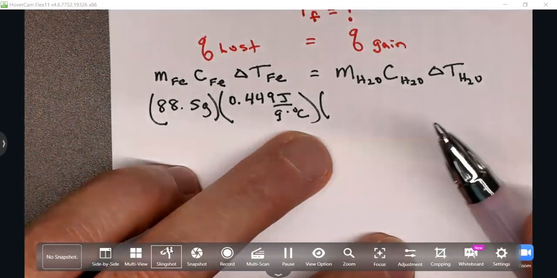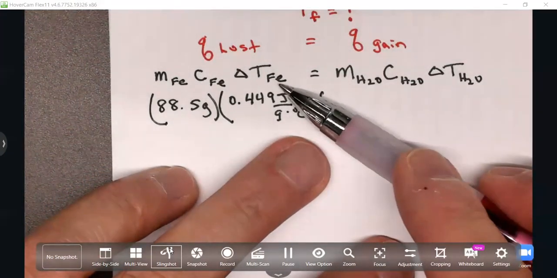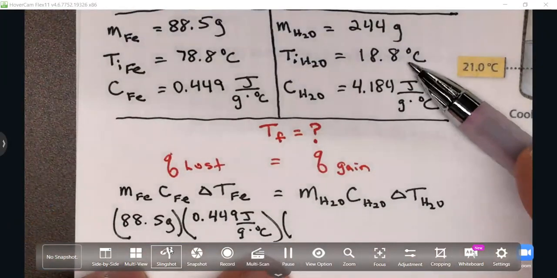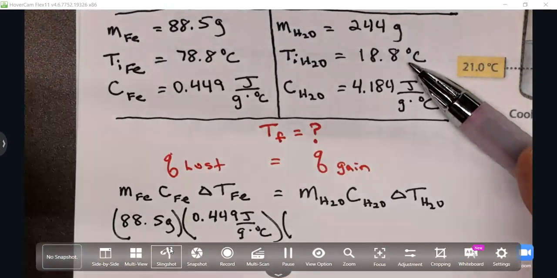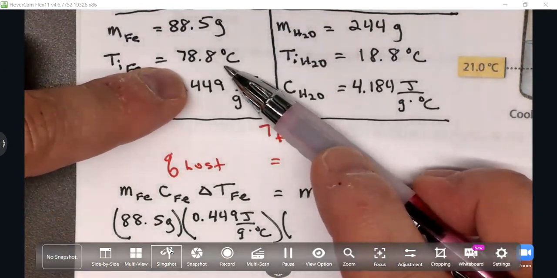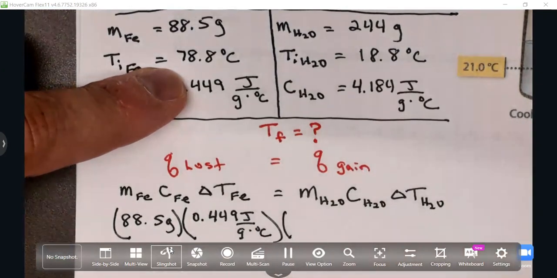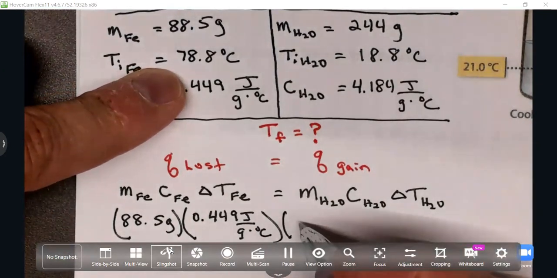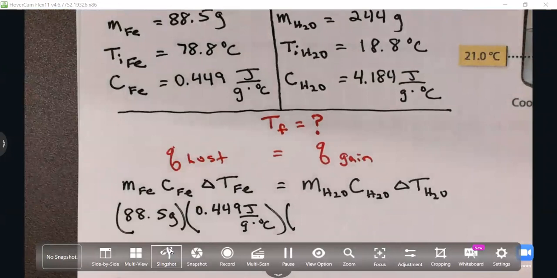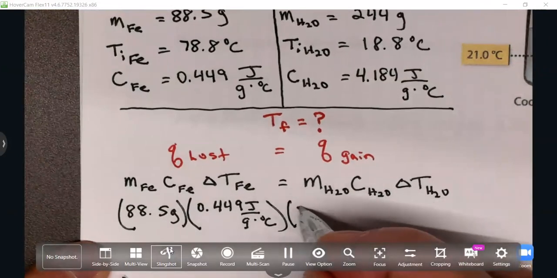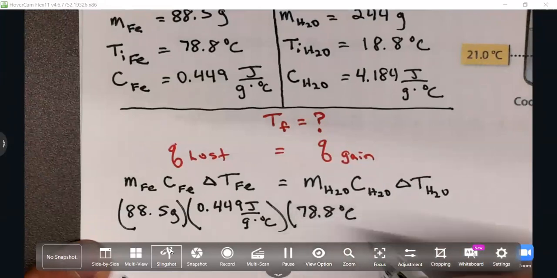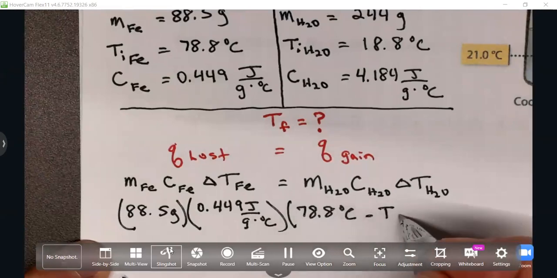So my question to you is this: is iron that starts out at 78 that goes into 18.8 degree water going to end up less than 78 or higher than 78? It's going to be less, right? It has to be less. So in this case, I'm not going T final minus T initial, or I'm going to get a negative number. We have to make this positive. So in this case it's going to be 78.8 degrees Celsius, which is actually T initial, minus T final.